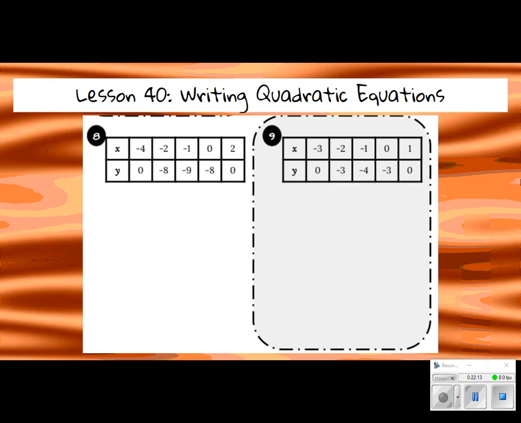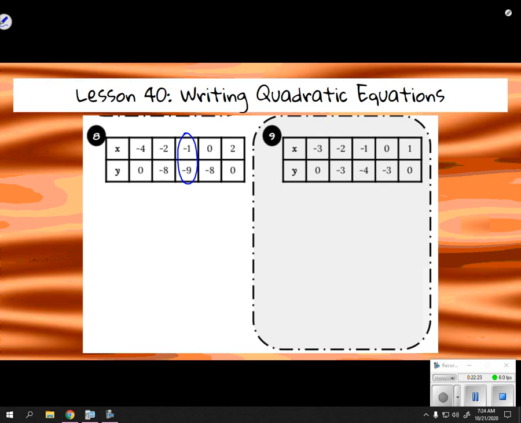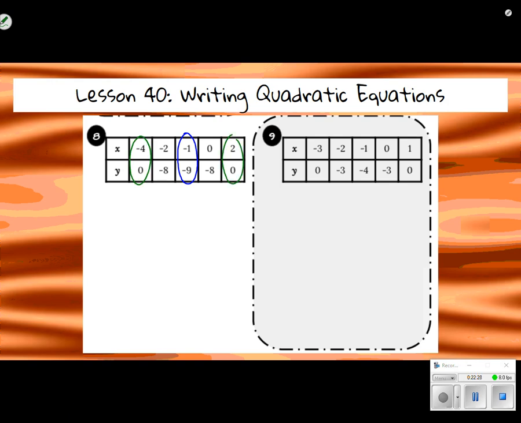Can you figure out where the vertex is? All right, so here's the vertex, but we also have these guys. These are zeros. So you have some options here. You can either write this in vertex form, or you can write this with zeros. That's the option that you have. So I'm going to kind of walk you through both ways.